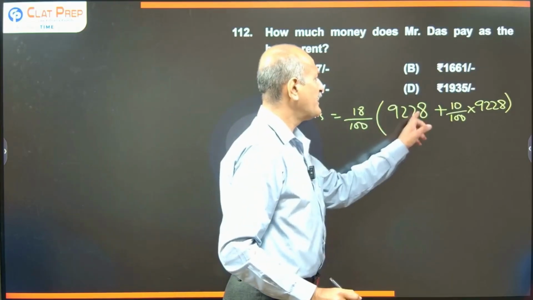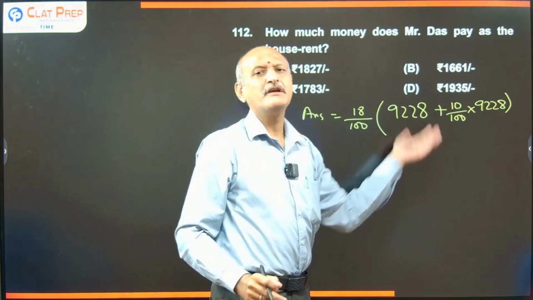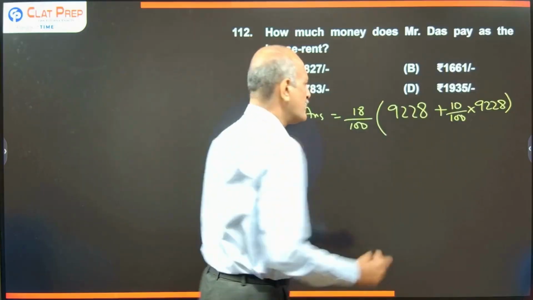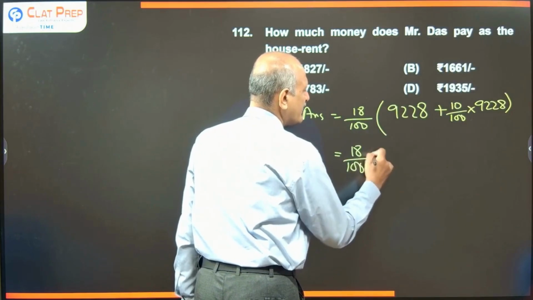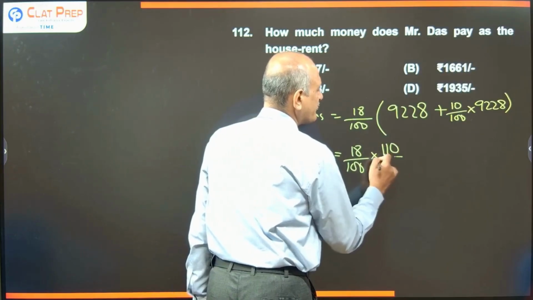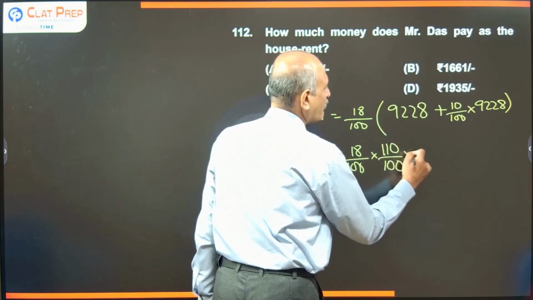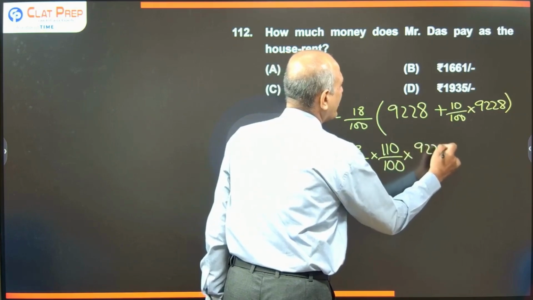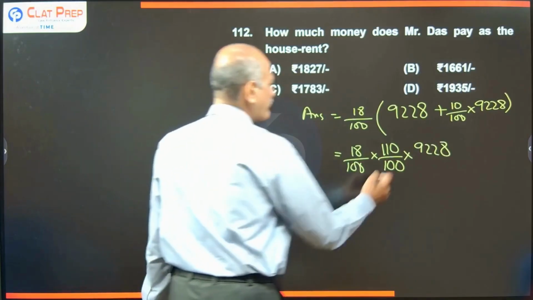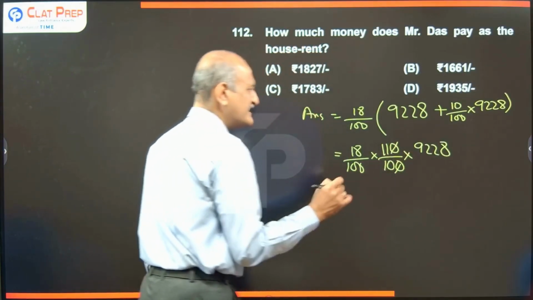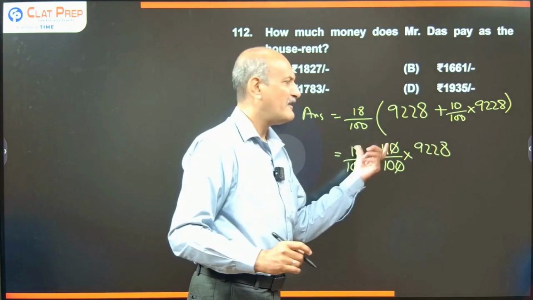We can tell 9228 plus 10% of it will equal how much? It is 110%. So what exactly are we calculating? It is 18% of 110% of 9228. This is what we are supposed to calculate. Let's do this one carefully. The 0 and 0 get cancelled. 18 into 11, how much does it come?